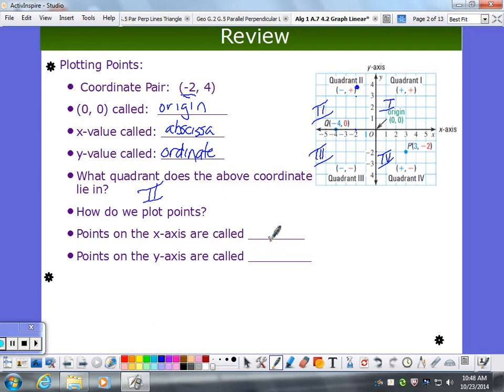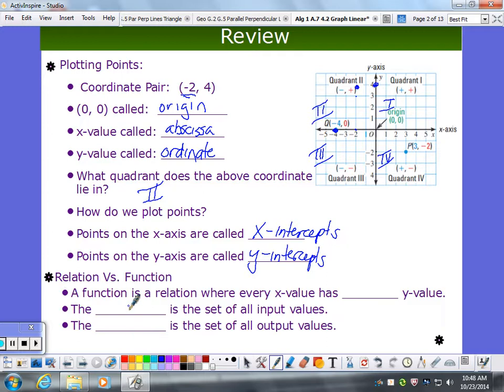Points on the x-axis are called x-intercepts. So here's an x-intercept. Points on the y-axis are called y-intercepts. So this would be a y-intercept, right?